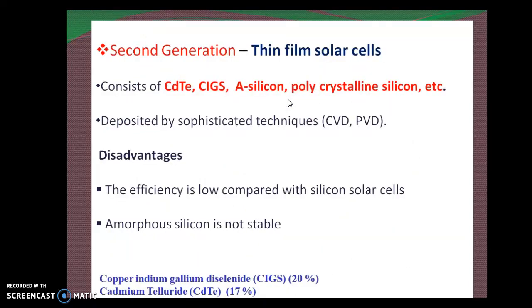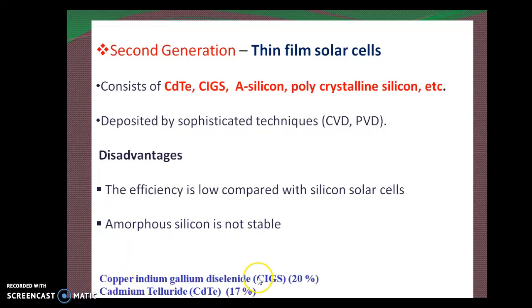Next one is the second generation solar cell. What is meant by second generation solar cell? It is a thin film solar cell. Earlier I told it consists of cadmium telluride, CIGS, and amorphous silicon or polycrystalline silicon. These second generation solar cells are deposited by sophisticated techniques, that means CVD or PVD. The main disadvantage of this solar cell is that the efficiency is low compared to the silicon solar cell, and also amorphous silicon is not stable.